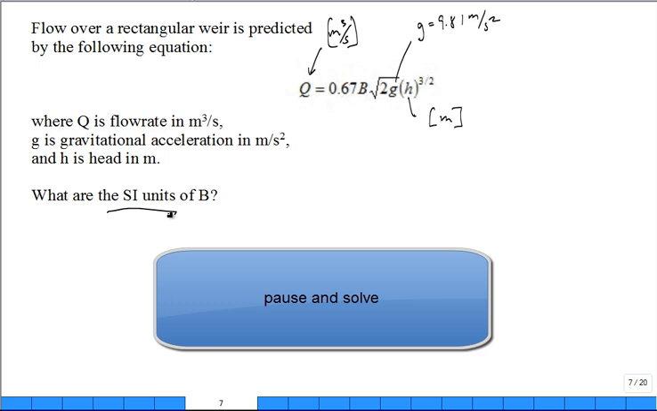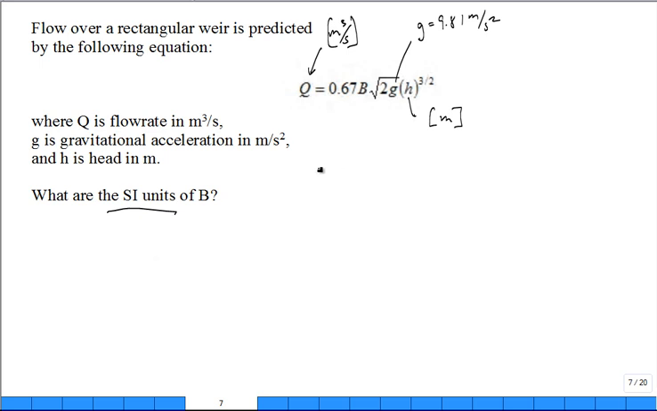All right, so this is the way I would do it. I would rewrite the equation so that B is equal to Q. I would drop off the constant 0.67, and I would divide by G to the 1/2 and H to the 3/2, something like that. So what it really is, I'm saying the SI units of B are equal to the SI units of Q divided by SI units of G to the 1/2, SI units of H to the 3/2. True? Just so far look good?